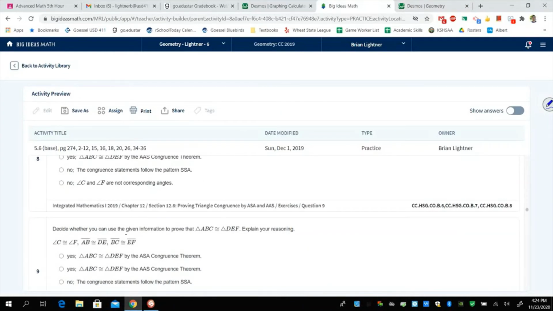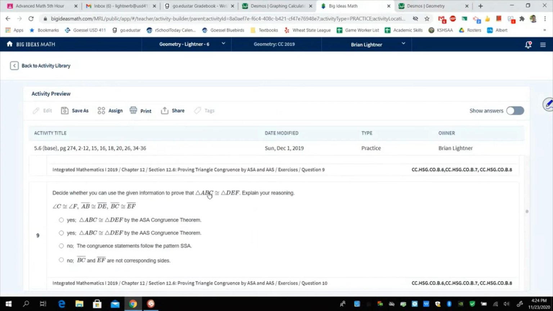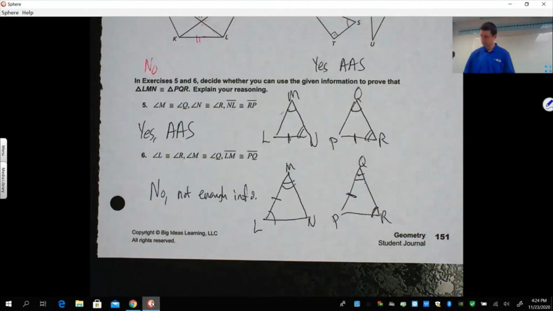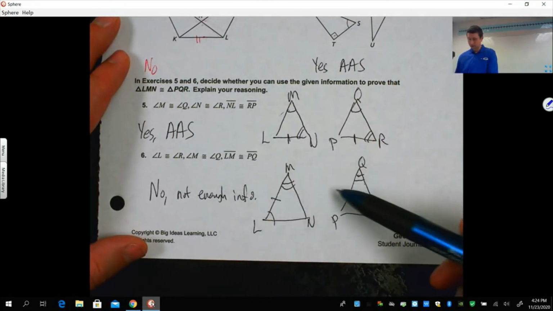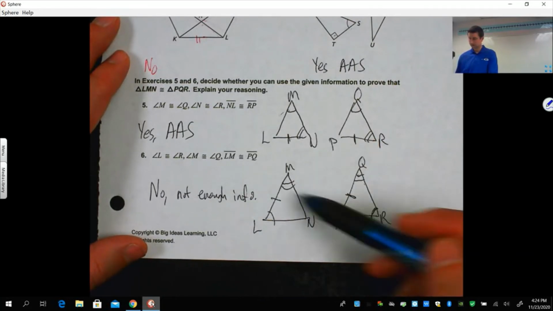Okay. So what those types of questions look like on your assignment, just decide whether you can use the given information to prove that triangle ABC is congruent to triangle DEF. Explain your reasoning. Okay. Your yeses would have some sort of congruence theorem with them. Your noes would say something about the pattern for SSA or are not corresponding sides. So in this case, what I would put for this one is LM and PQ are not corresponding sides. Okay, that'd be your reason there.